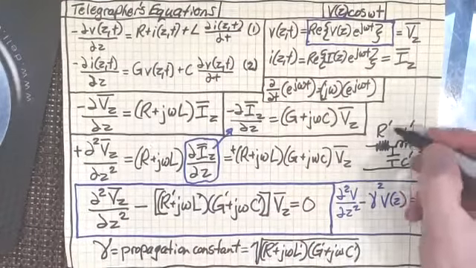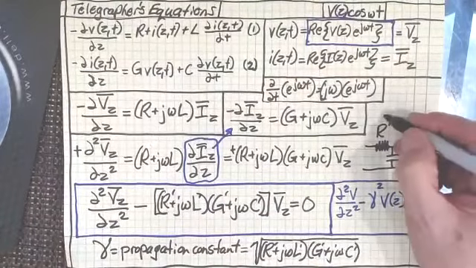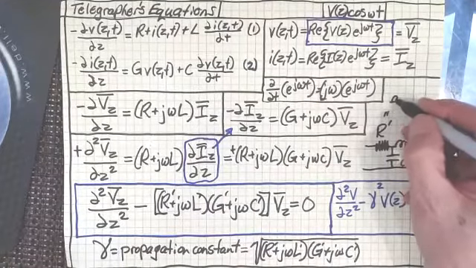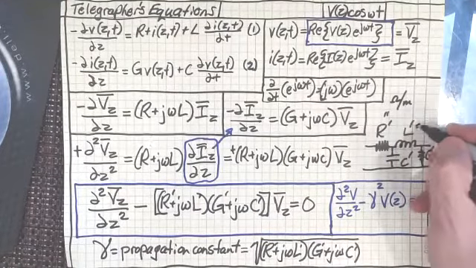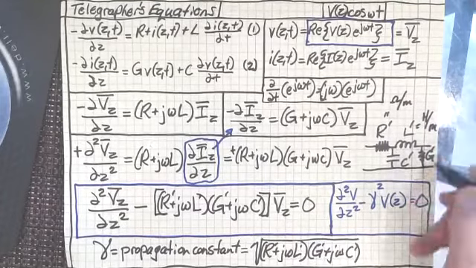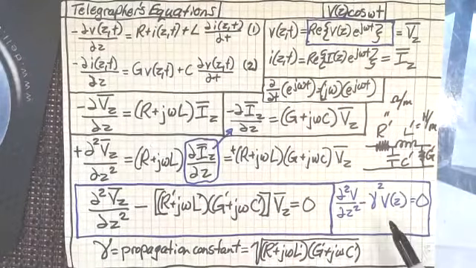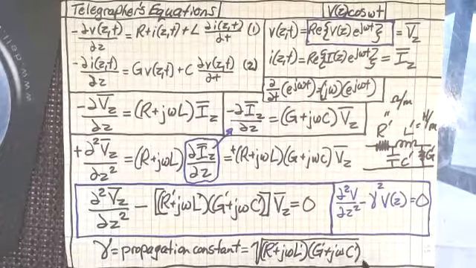And what does the prime mean? It means per meter, right? So this is going to be ohms per meter. This is henrys per meter, and so on and so forth. But this is the wave equation. It tells us this is the propagation constant.